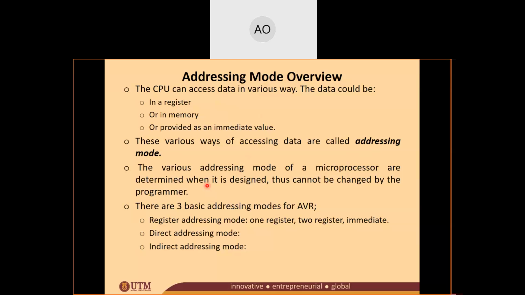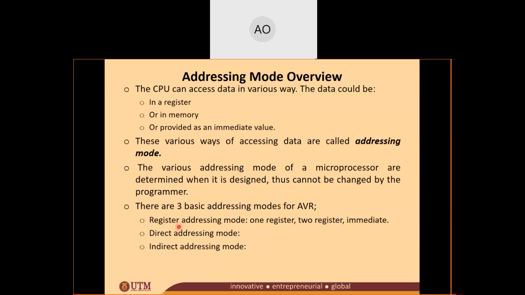Okay, the various addressing modes of a microprocessor are determined when it is designed. Those cannot be changed by the programmer. So the addressing mode is fixed. You cannot change the way you're going to access that data, the way you're going to get that data. So there are three basic addressing modes for AVR.